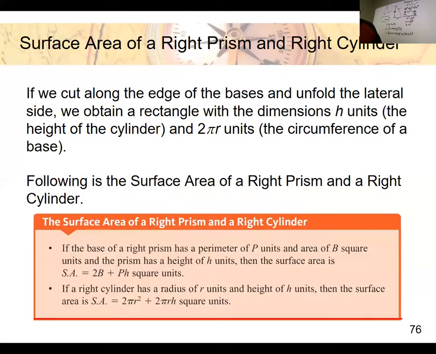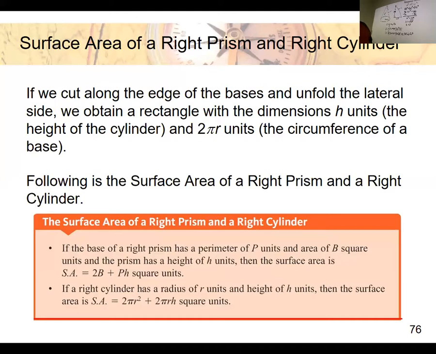And on the next slide, I'm going to try to move this up here so you can see those formulas for the surface area of a right prism and a right cylinder. So here, the base of a right prism has a perimeter of P units and an area of B units, and the prism has a height of H units, and the surface area is this. SA represents the surface area, 2 times the base, plus the perimeter times the height. And surface area is always going to be in square units.